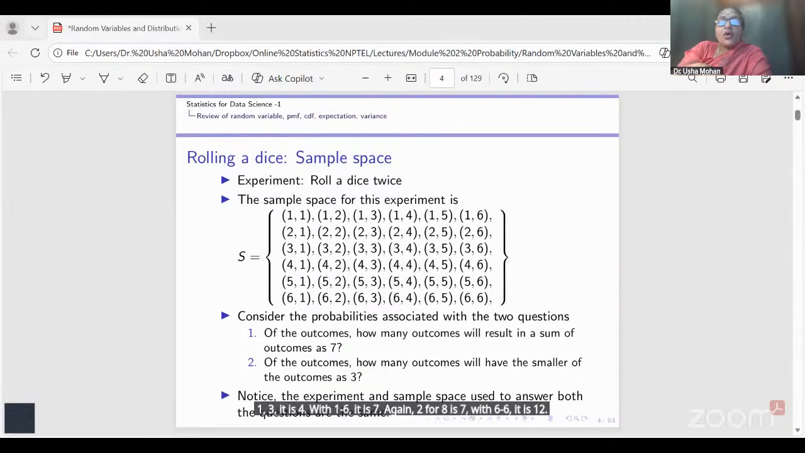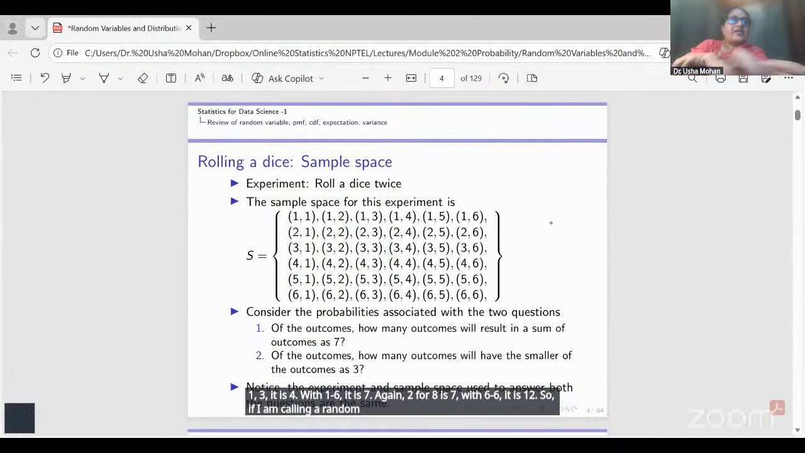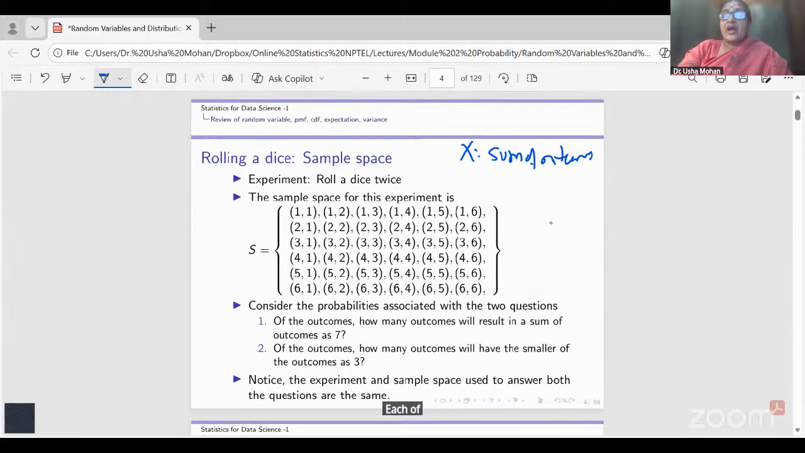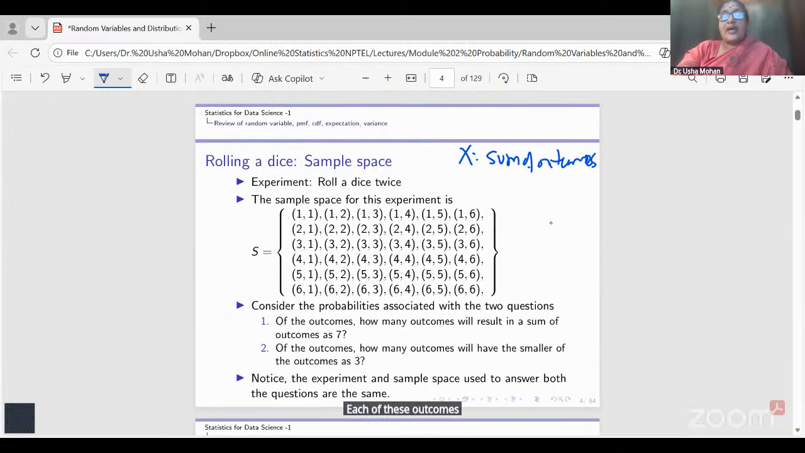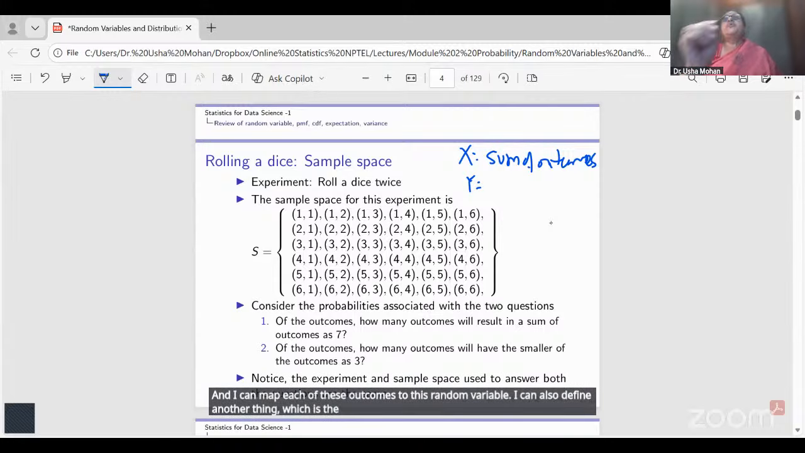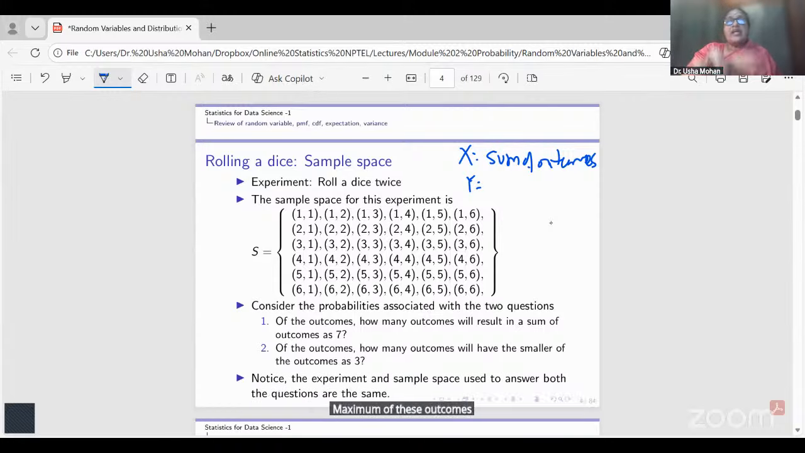So if I am calling a random variable x to be nothing but the sum of the outcomes, I'm associating a numerical value with each of these outcomes. And I can map each of these outcomes to this random variable. I can also define another thing, which is the maximum of these outcomes. For example, if it is the same outcome, I'll take it as the same.